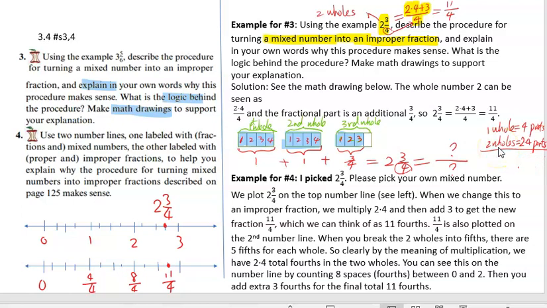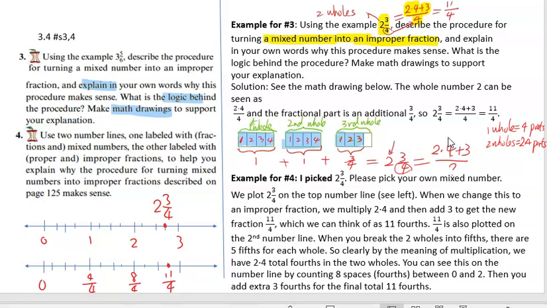So in general, you would just take the whole number, because each whole number is turned into 4 parts. So 1 whole is 4 parts, 2 wholes is 2 times 4 parts. So why do we, in the process of converting, do 2 times 4? The explanation is because each whole is turned into 4 parts. And then we also have to add these 3 parts out of the 3/4. So why do we add 3 to that?